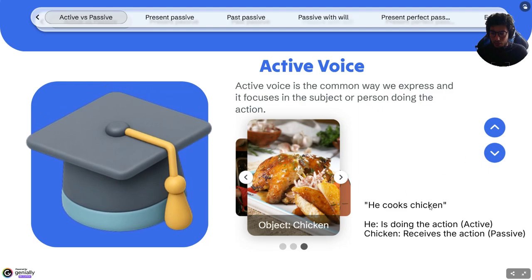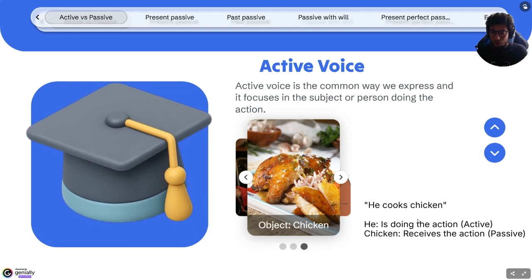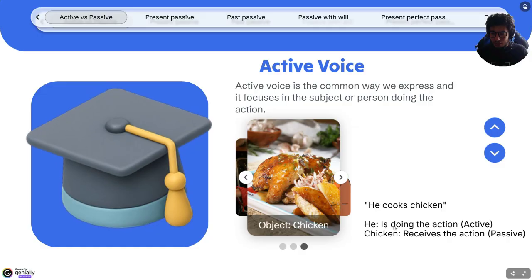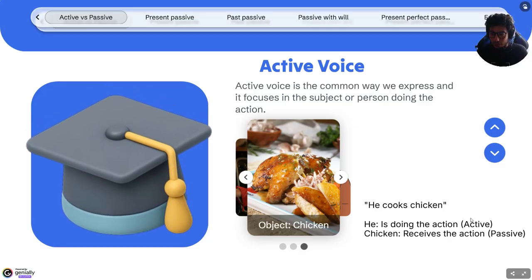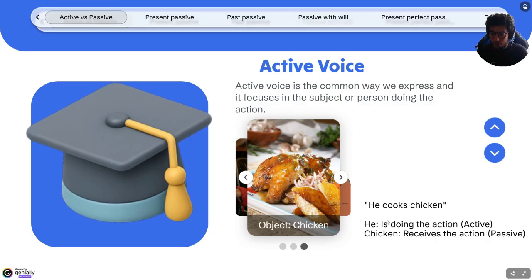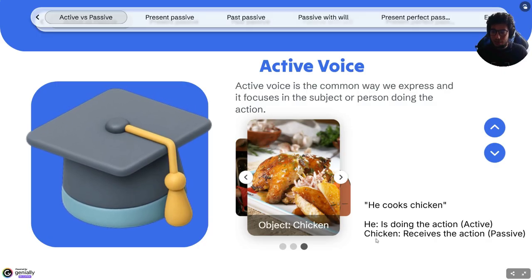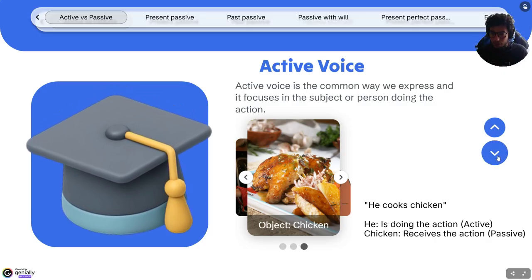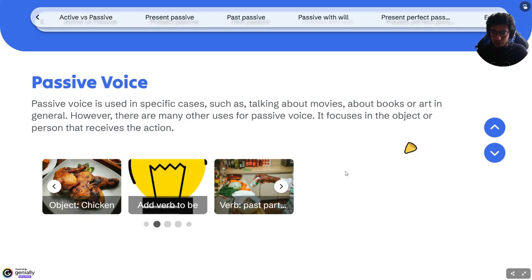So he cooks chicken. So in all sentences in English or in Spanish or in any language, we're gonna find an active person and a passive person. The active person is doing the action, in this case he, and the passive is receiving the action, in this case chicken. So now, talking about passive voice, we're gonna do the opposite of active voice. That means we're gonna focus on the object of the sentence. In this case, chicken. So we're gonna start with chicken.